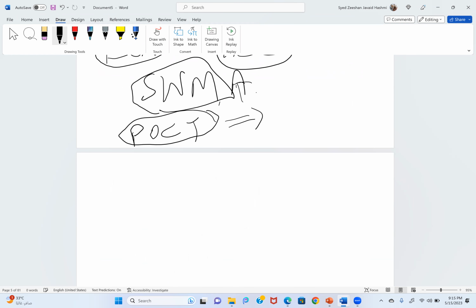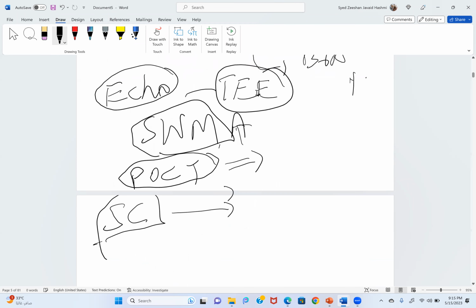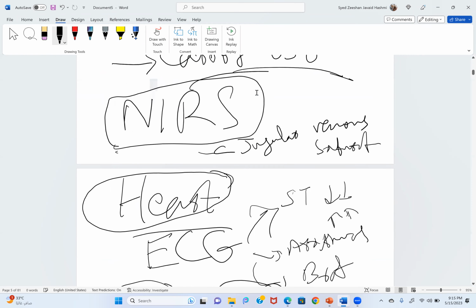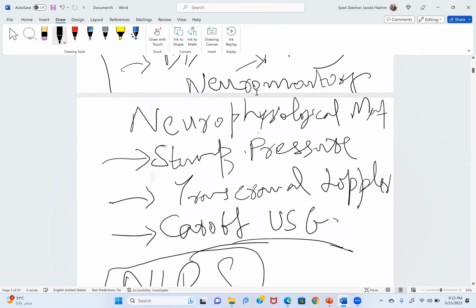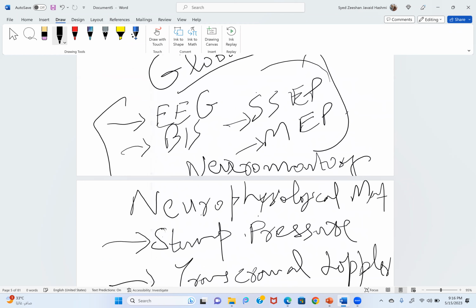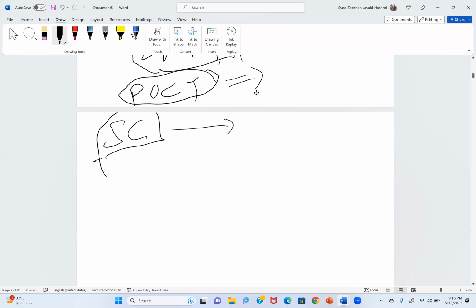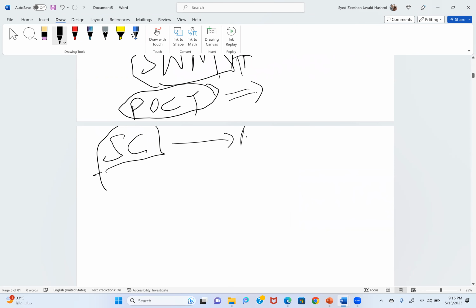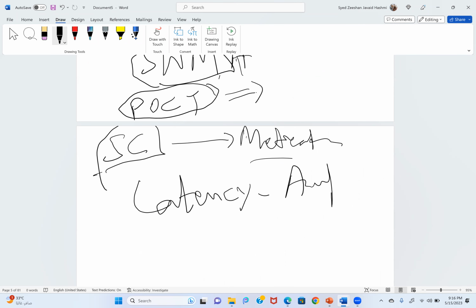Okay, how to monitor the spinal cord? Again, this is related to the same neurophysiology which we discussed. Whenever there is any problem with the integrity of the spinal cord, there will be changes in somatosensory evoked potential and motor evoked potentials. So whenever they are monitoring the spinal cord, you have to avoid any medications which are affecting the latency. There are two concepts. One is latency and one is amplitude.